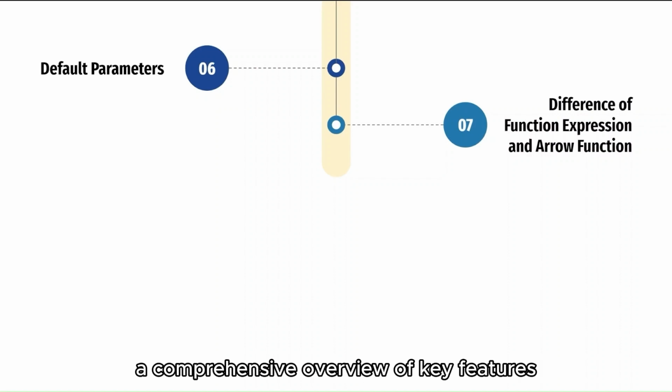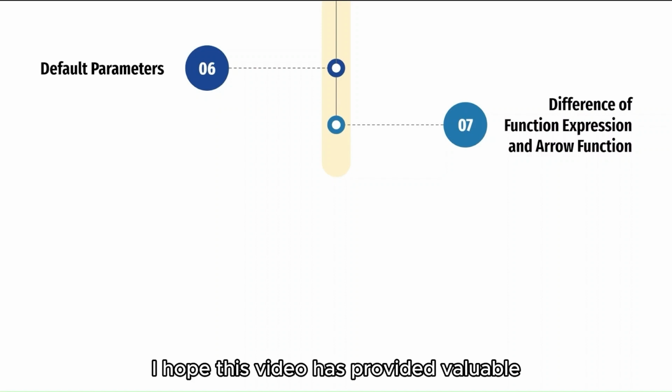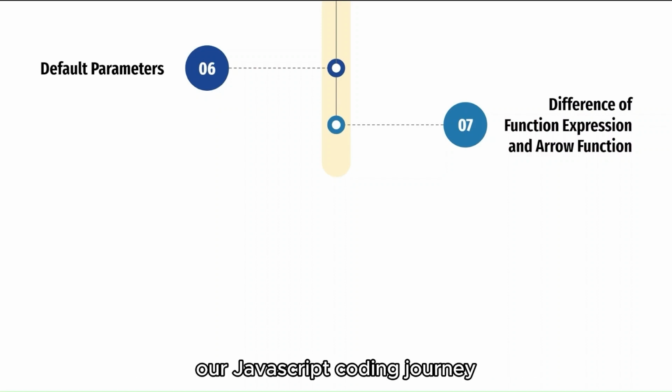And there you have it, a comprehensive overview of key features introduced in ES6. We've covered arrow functions, template literals, destructuring, spread and rest operators, enhanced object literals, default parameters, and transforming functions. I hope this video has provided valuable insights into how these features can benefit our JavaScript coding journey.